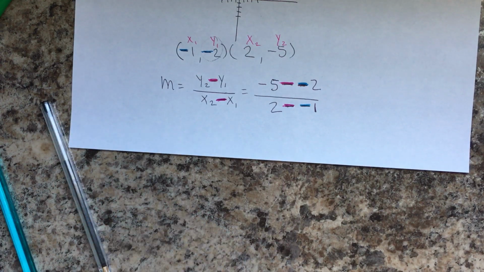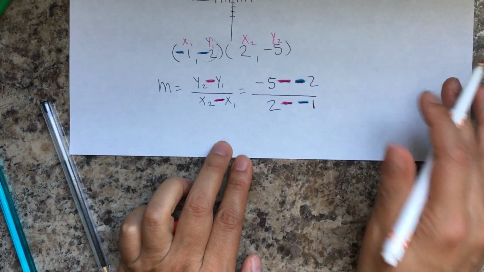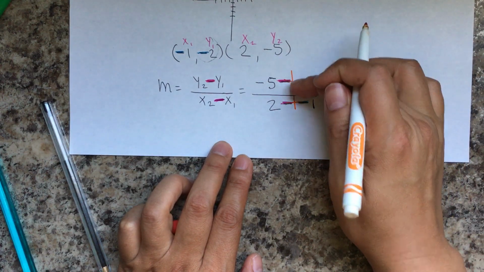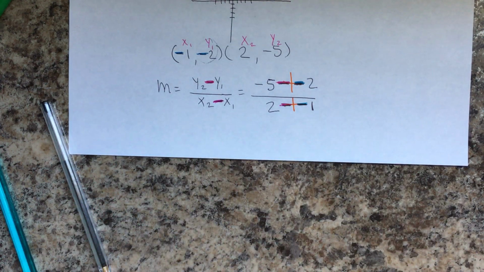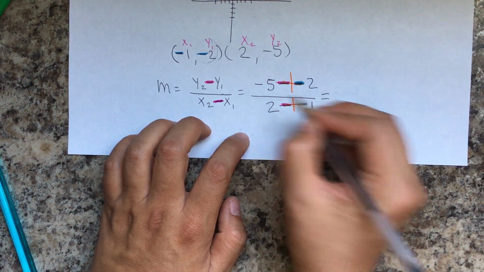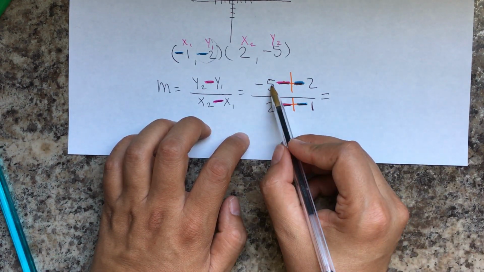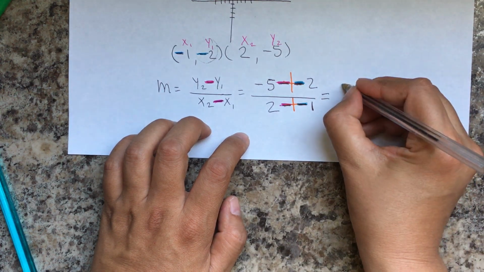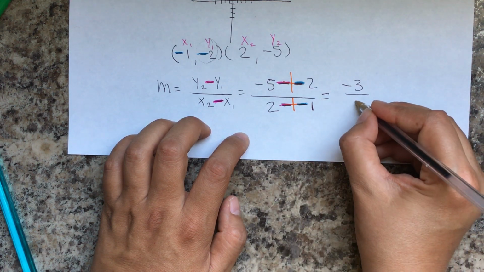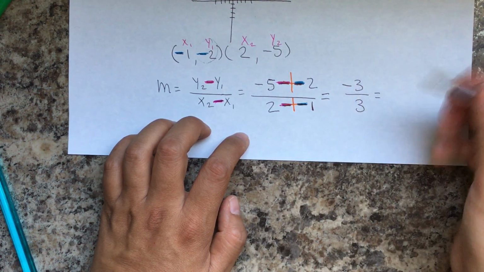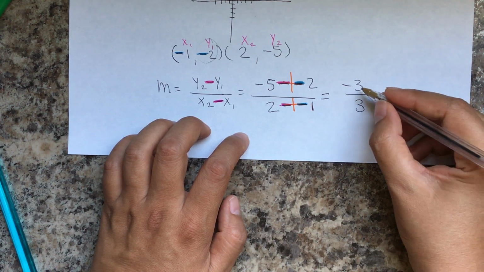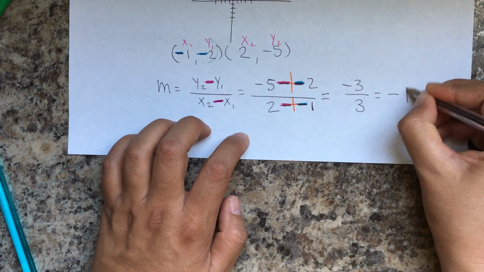And if you recall, a negative times a negative becomes a positive. And so the same thing here. Sometimes you will have only one, not both of them. But that becomes plus. Okay, now this is positive. And so we have -5 plus 2 becomes -3. And then 2 plus 1 becomes 3. And so now we simplify. Negative divided by positive becomes negative. And 3 divided by 3 equals 1.